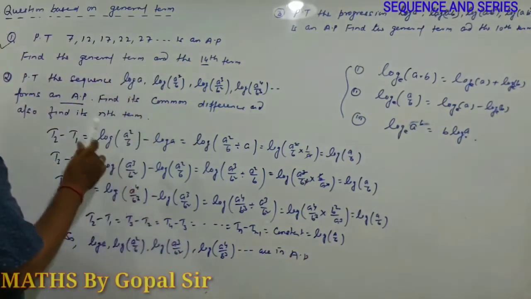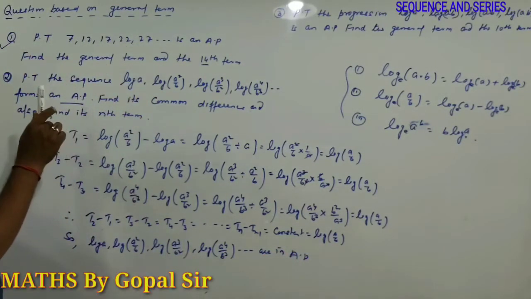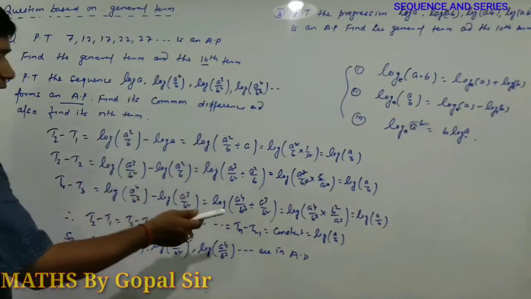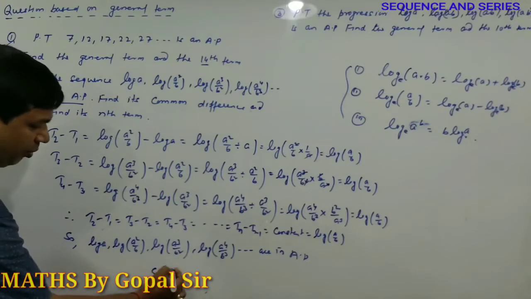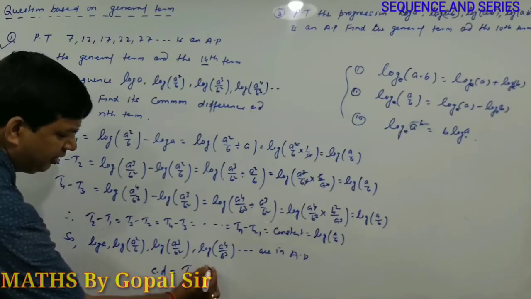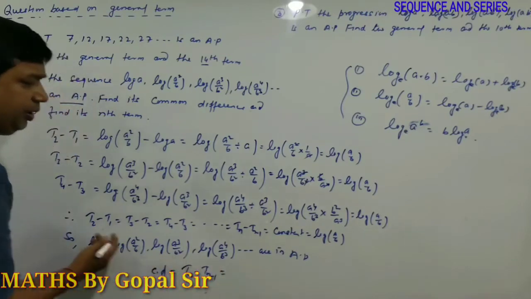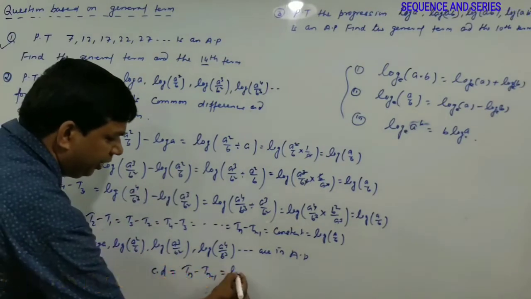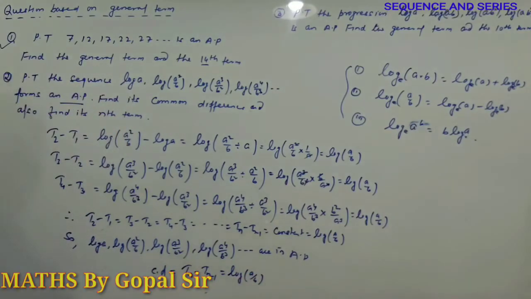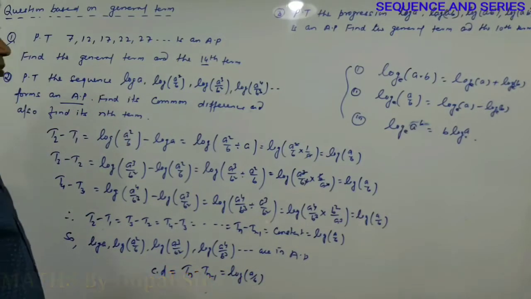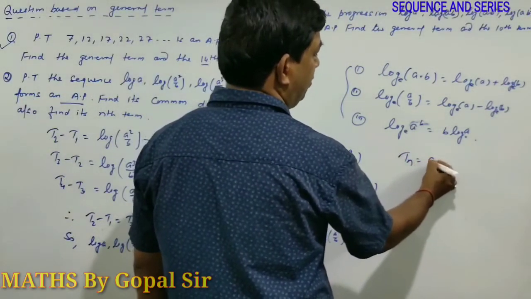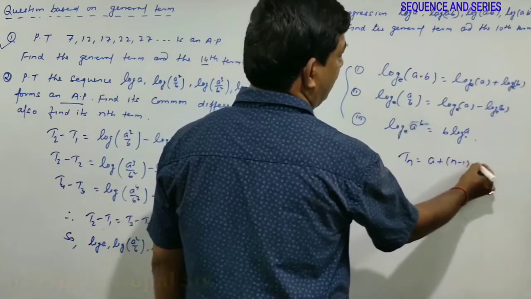So first of all it is in AP, and if it is in AP we have to find its common difference. One formula I have to give for common difference, that is tn minus t(n-1), but here the answer is already given, so we can find log a by b. This is your common difference. After finding the common difference, we have to find its nth term, that is tn. Tn equals a plus n minus 1 into d.